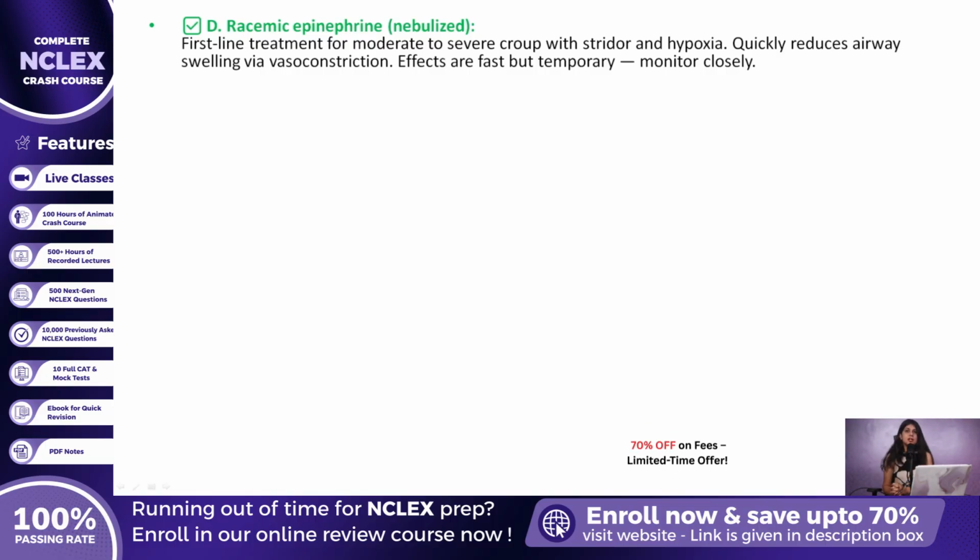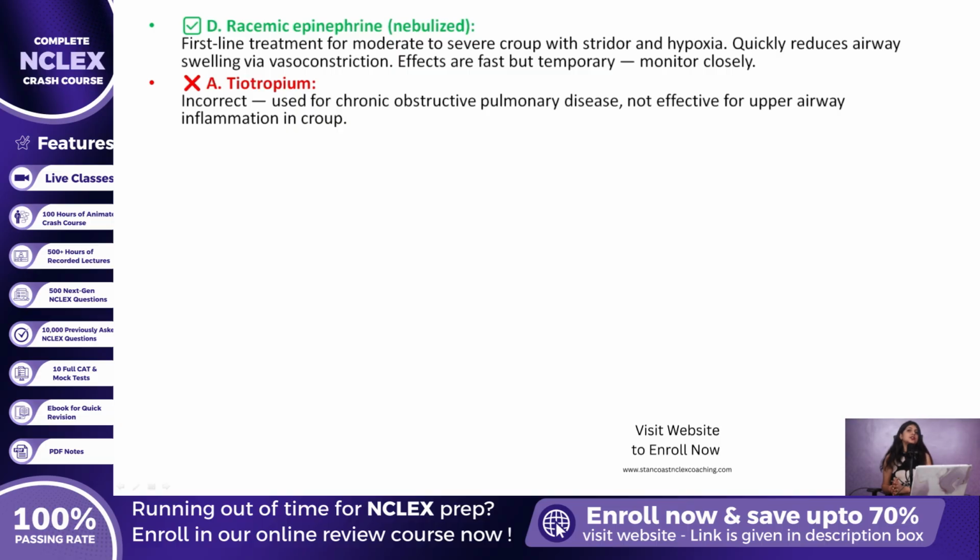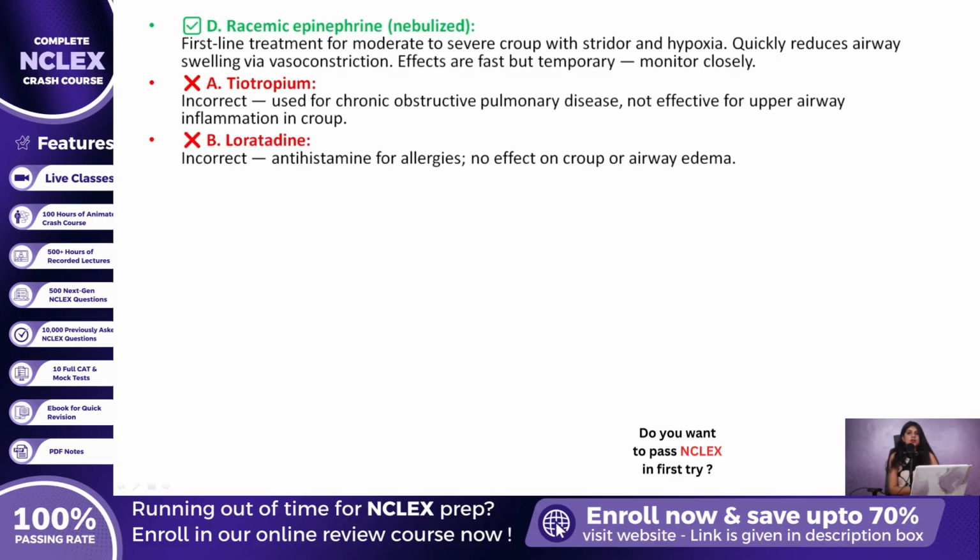However, it is important to know that the relief may be temporary, so the child must be monitored closely for any return of symptoms. Option A is incorrect because Tiotropium is a long-acting bronchodilator used in chronic obstructive pulmonary disease. It acts on the lower airways and has no effect on the upper airway inflammation seen in Croup. It is not helpful in managing inspiratory stridor or subglottic swelling. Option B is also incorrect. Loratadine is an antihistamine used to treat allergies, but it does not reduce the inflammation or edema caused by viral Croup.